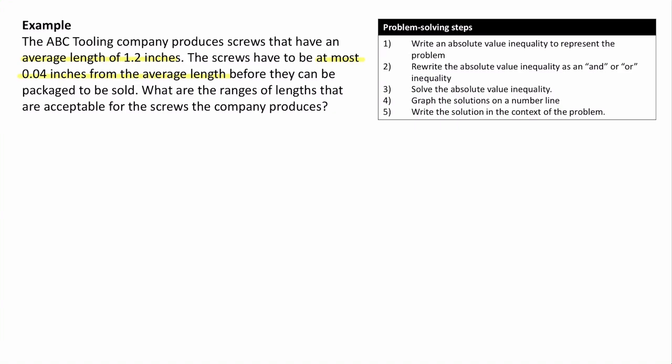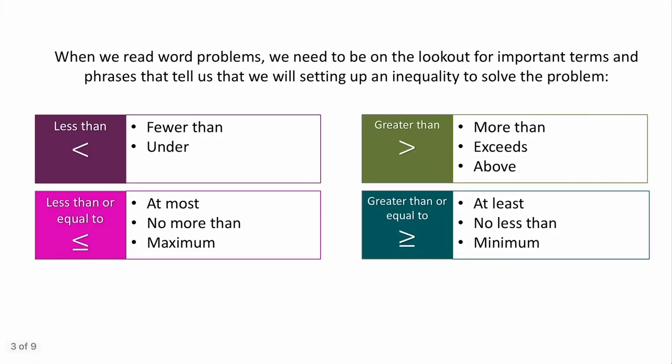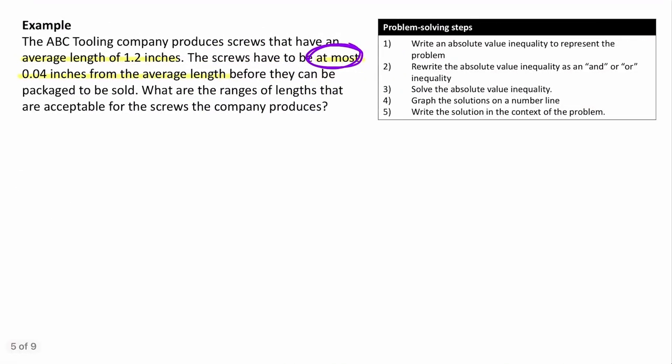So as I'm reading this problem, I notice this very important phrase right here, this at most. And if you refer back to that chart we were talking about, you can see that at most represents the less than or equal to sign. And so that's going to be very important when we work on setting up our inequality. So I'm just going to go ahead and write this less than or equal to sign here because I know that's going to be the sign that I need in my inequality.